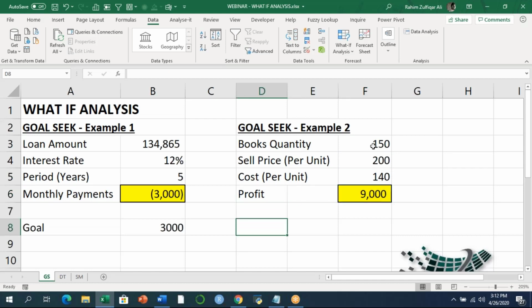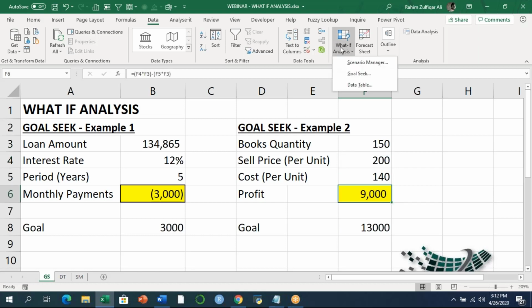Now I think that the profit is very less, and I need to increase the profit. So my goal is that I need a profit of 13,000. In this case, we know our goal, but we don't know how many guesses we need to make to change our variable, which is the selling price. So we will take the help of Goal Seek here.